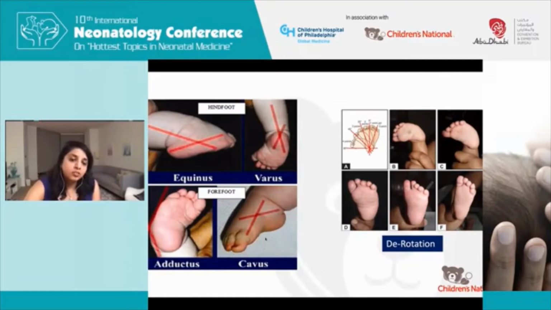This is cavus. So as you can see here, the big toe is curled inward, and it's actually not in the same plane as the pinky toe. And then you have an element of derotation, where you can see, instead of the foot being straight, it's actually rotated in many different severities along the axis.